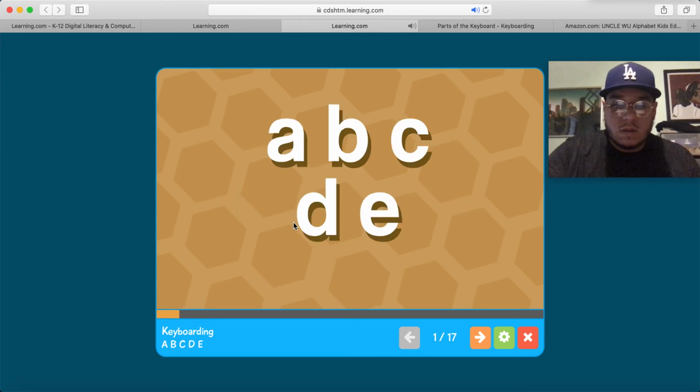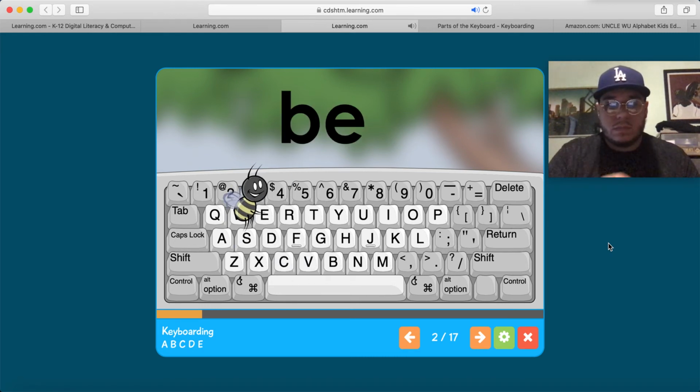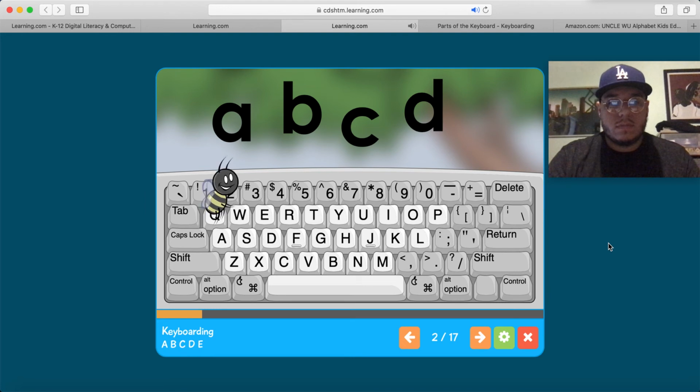Introduction to keyboards. A, B, C, D, and E. This is a keyboard, just like the one with your computer. When you press the keys on the keyboard, you see different letters and symbols on your monitor. You will learn to find the letters A, B, C, D, and E on your keyboard.